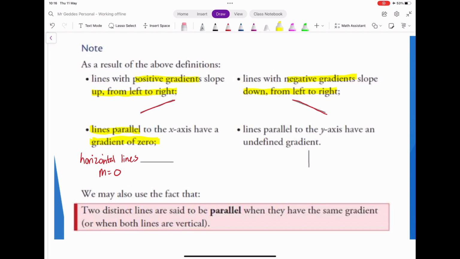Okay, and one other thing to remember then is that lines parallel to the y-axis, as you see there, straight up and down, have an undefined gradient. Now you can use the word undefined in a number of different places. Basically, vertical lines have an undefined gradient. Another word for undefined might be an infinite gradient. For the most part, we use the word undefined in higher maths. So remember that. Horizontal lines, vertical lines, and the gradients that go along with them.